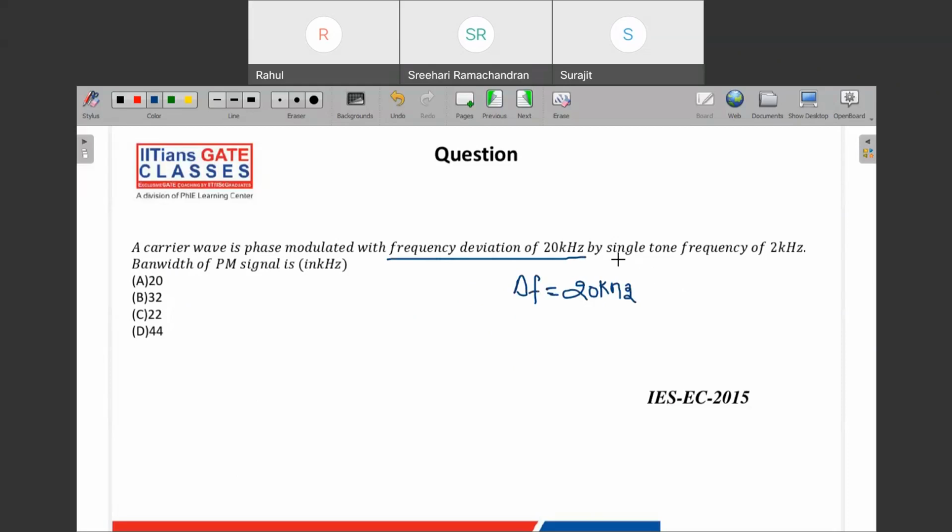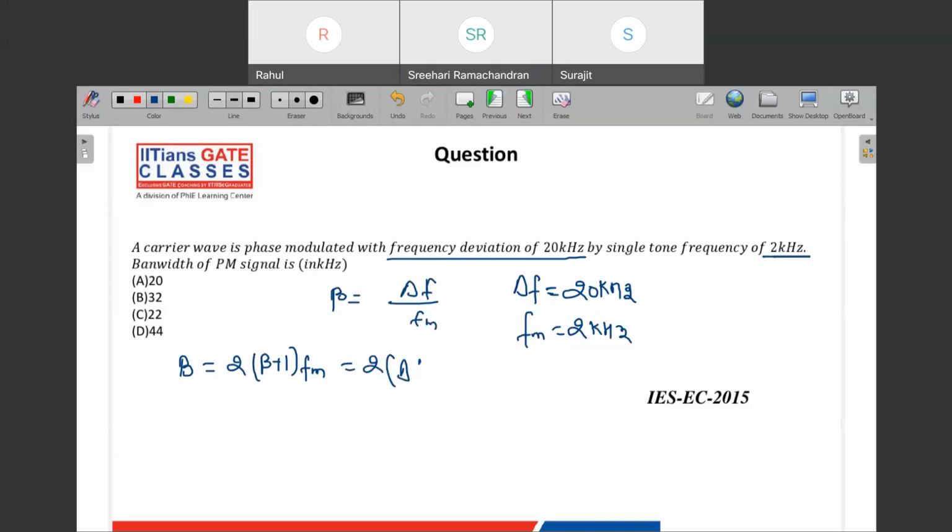And the message signal that is modulating the carrier is single tone with frequency 2 kilohertz. So fm is equal to 2 kilohertz. So you can use any formula. As I told, the bandwidth is equal to 2 into beta plus 1 into fm. So in this case, you need to calculate the beta by using this formula. Beta is equal to del f by fm. Or we can use 2 into del f plus fm directly, because del f and fm are given here. Okay. So I will use this.